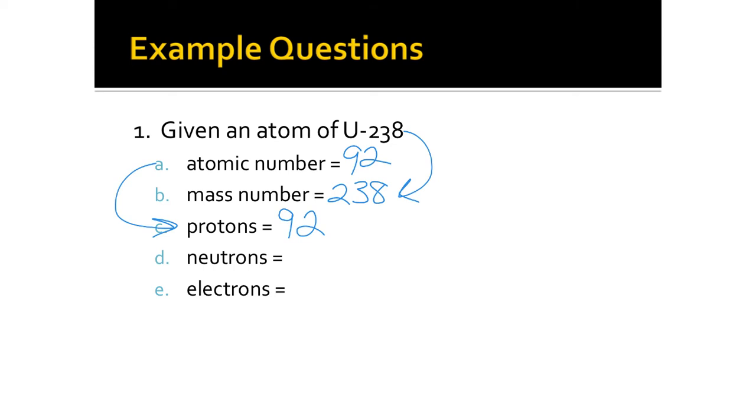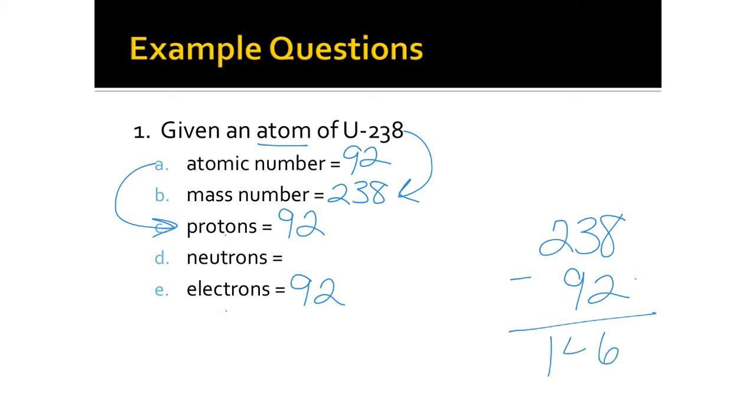And since this is not an ion, this is an atom, it is neutral. So if we have 92 positive protons, we need to have 92 negative electrons. In order to figure out the neutrons, I'm going to take the mass, 238, minus 92. So mass minus the protons will give me the neutrons, which will be 146.